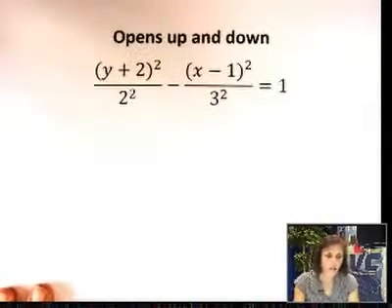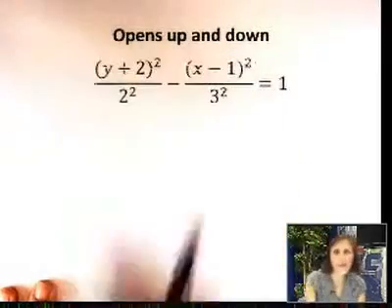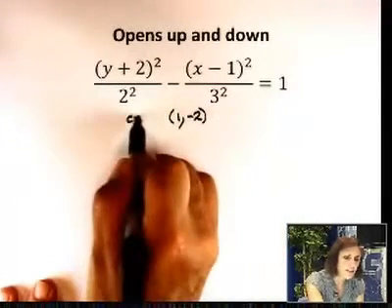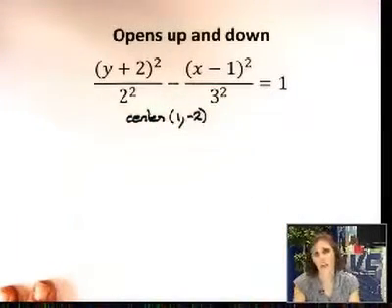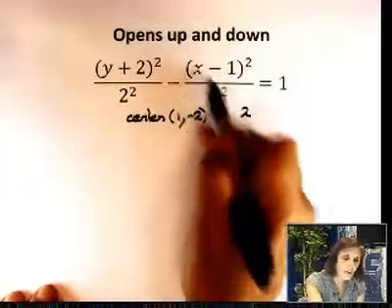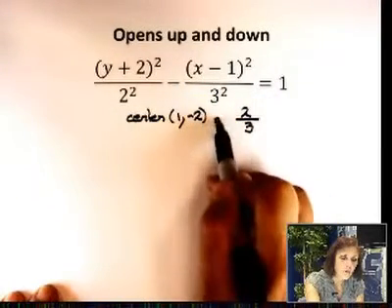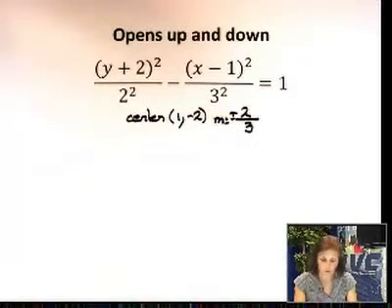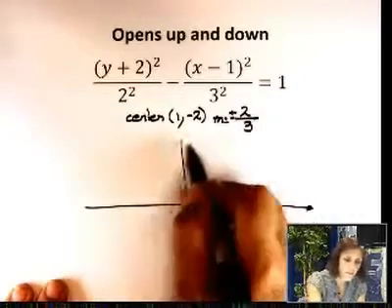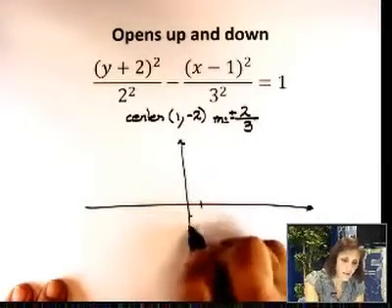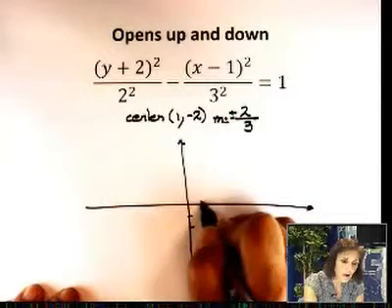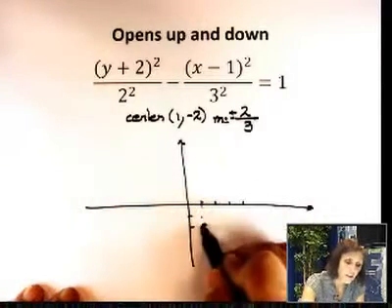Let's do another one. Opens up and down. All right. Again, I start with my x. This is negative, so it's going to be positive. This is positive, it's going to be negative. So this is my center, 1, negative 2. What are the slopes of my asymptotes? This is under the y, so it's 2. This is under the x, 3. So my slope is going to be plus minus 2/3. So can I do that? And this is going to open up and down. Here we go. Now I'm going to draw a slope of 2/3. 2 up, 1, 2, 3 to the right. This one is fat.